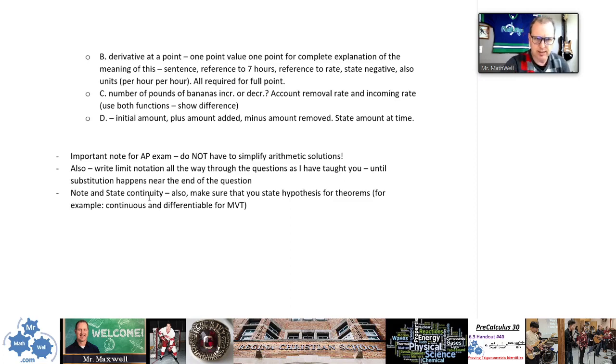Another note here that I came away with: be sure that you state the hypotheses for theorems. For example, if you're using the mean value theorem, you have to state the hypothesis that this function is continuous and differentiable over this interval. Therefore, the mean value theorem states that. Okay? So be clear that you're using the theorem, and that the hypotheses required for that theorem to be applied are mentioned and stated accurately. Okay? That's very important.